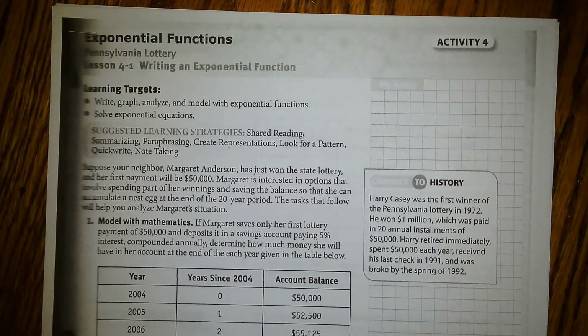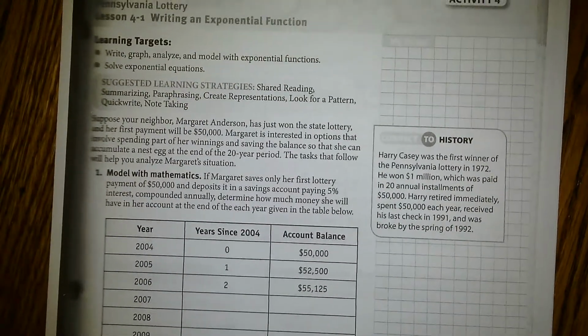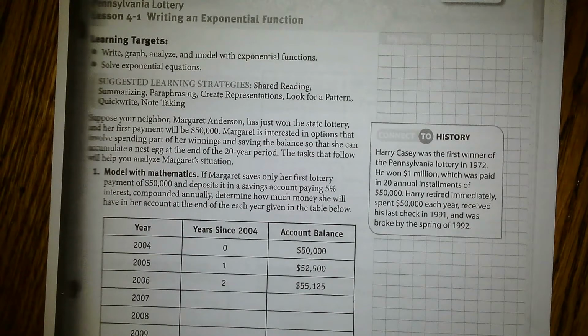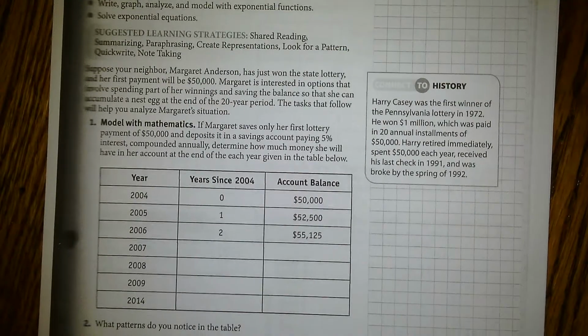This is the stuff from the textbook. So I need you on page 47 in the Springboard textbook so we can get moving on this. And this is basically getting you to write, graph, analyze, and model with exponential functions and solve exponential equations. Now, this is going to bleed into lesson 4.4, which is great. But for right now, we're just going to take what we learned from our last packet and apply it here.